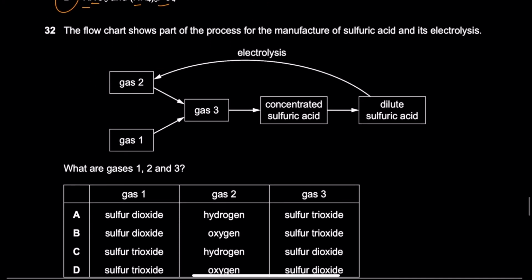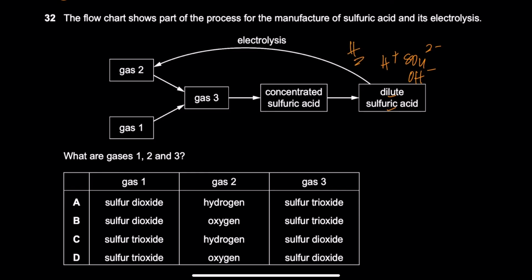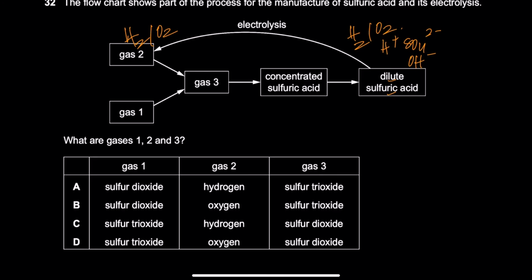The flow chart shows part of the process for the manufacture of sulfuric acid. If you take dilute sulfuric acid, H plus and SO4 2 minus, you have the OH minus. So what will happen is dilute sulfuric acid will either give you, because they have not specified what electrode they're talking about, the H2 gas or the O2 gas. So this gas can either be H2 or it can be O2. Now it says gas 1 and gas 3, and then making sulfuric acid. So for sulfuric acid, this gas 3 should be SO3. Remember, this gas 3 should be SO3. Why? Because this SO3 will then react with water to give you this concentrated sulfuric acid.